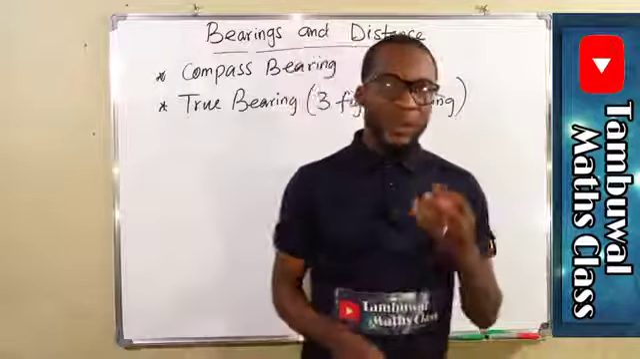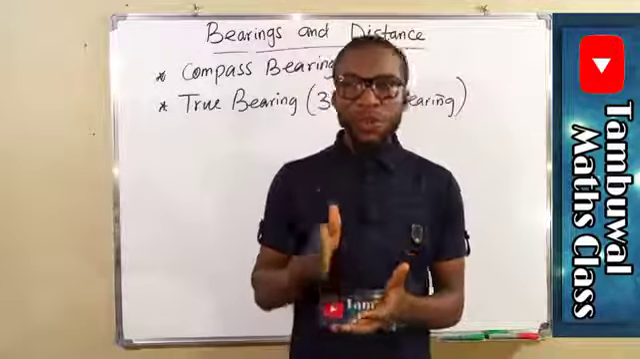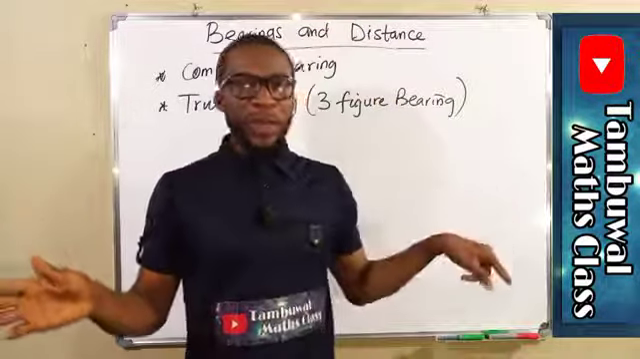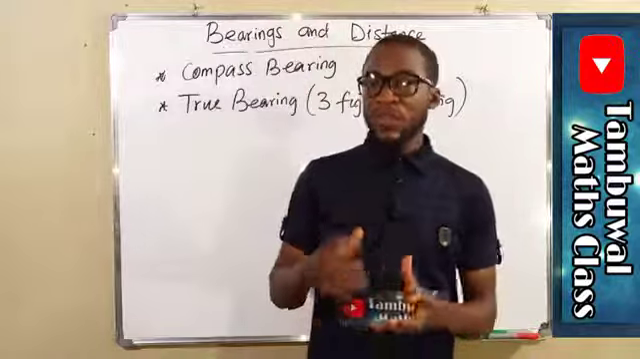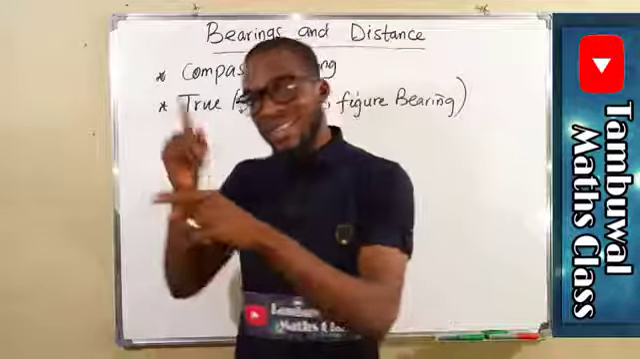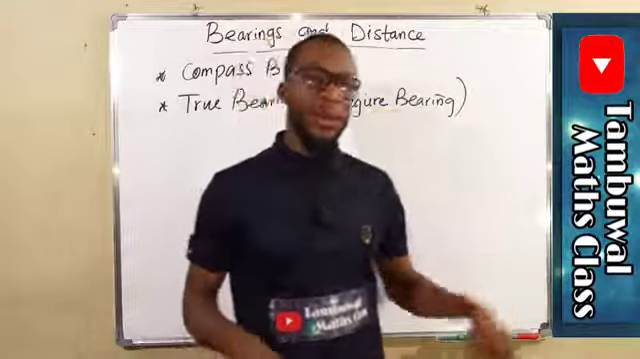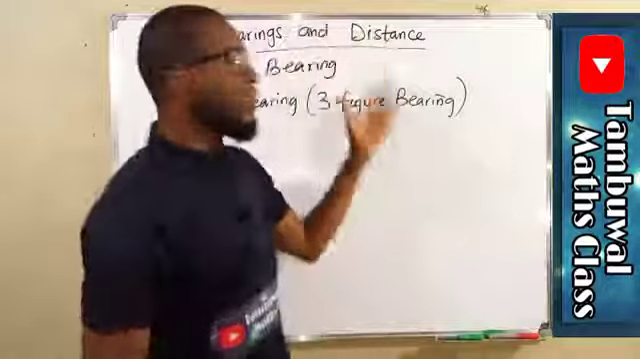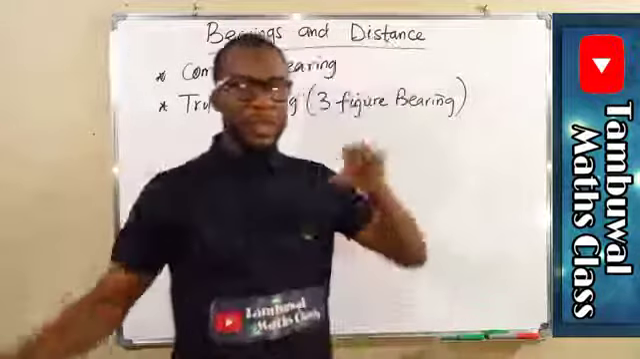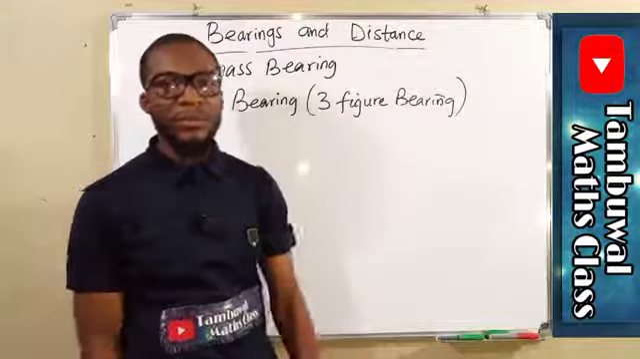Bearings are used to describe a particular direction in which an object is moving towards from a particular point, or we say it is used to describe the direction in which an object is seen from that point, while distance is just the amount of space between that object from the point.